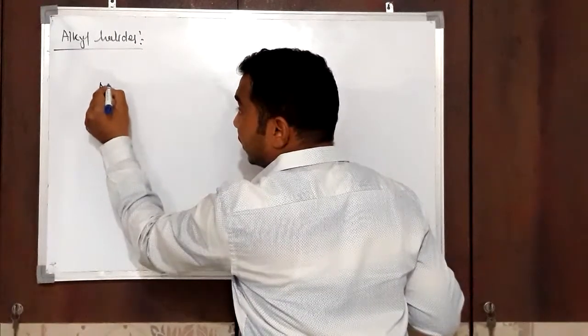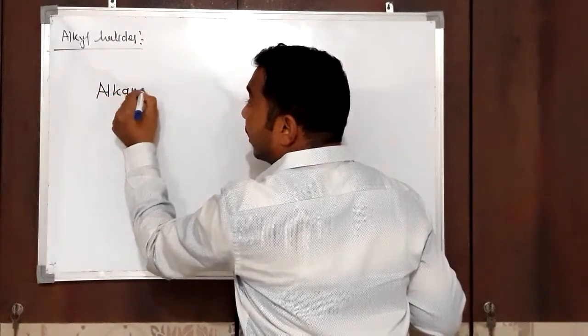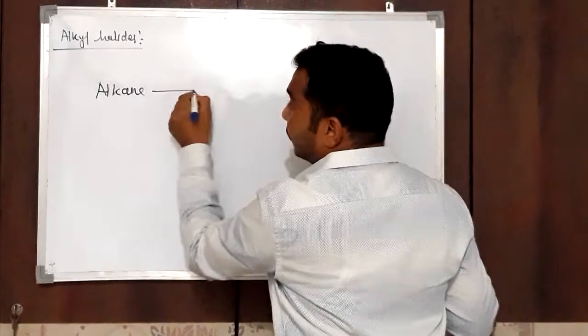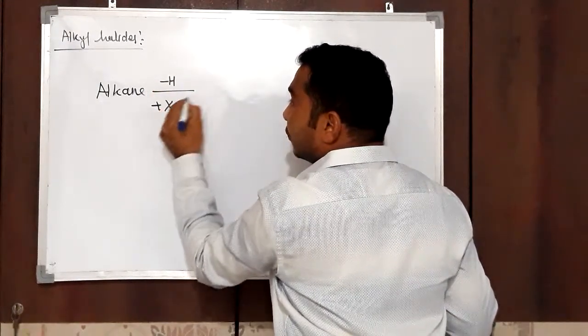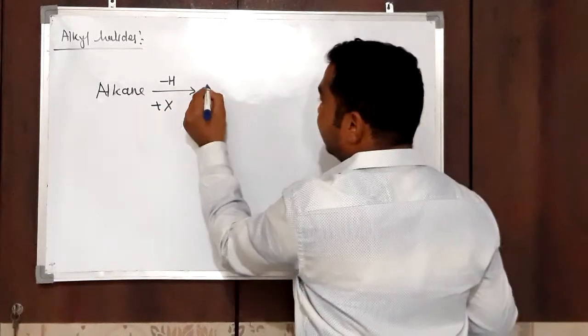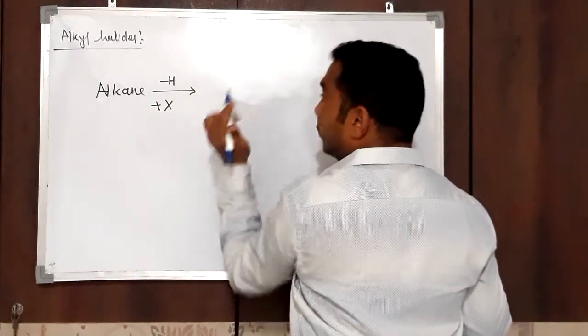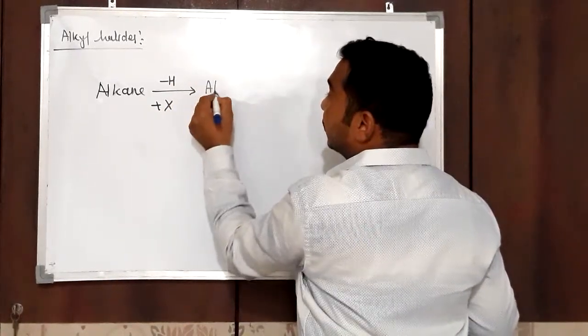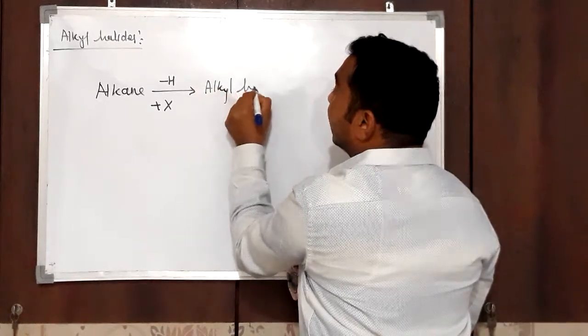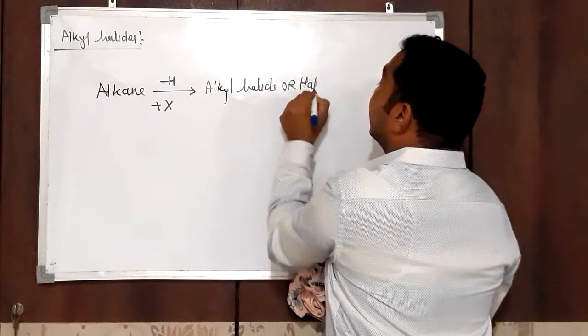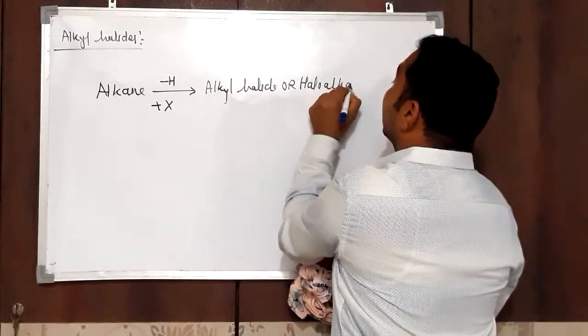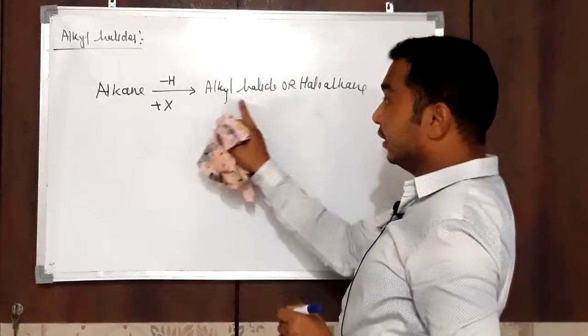Just consider an alkane, and from this alkane we have to replace one hydrogen atom by one halogen atom, any halogen atom. Whatever resulting compound is obtained is nothing but an alkyl halide, also called a haloalkane.